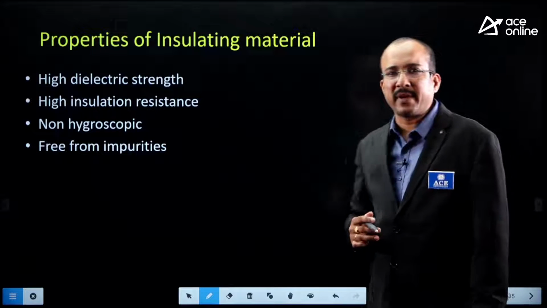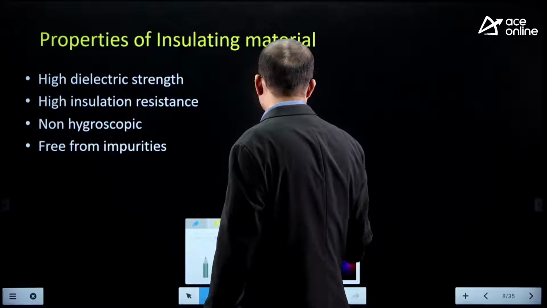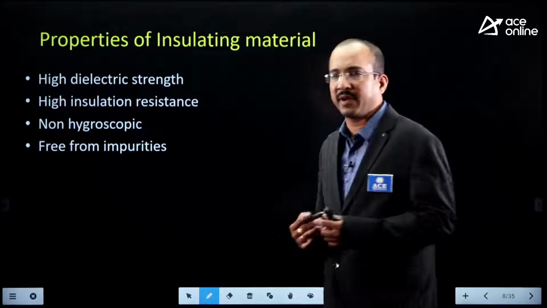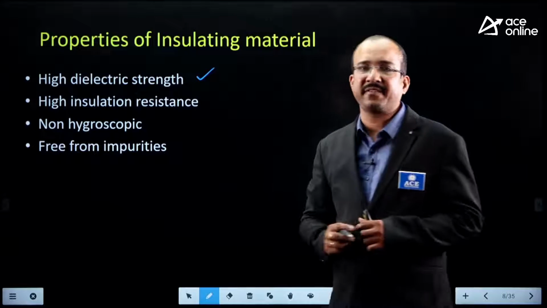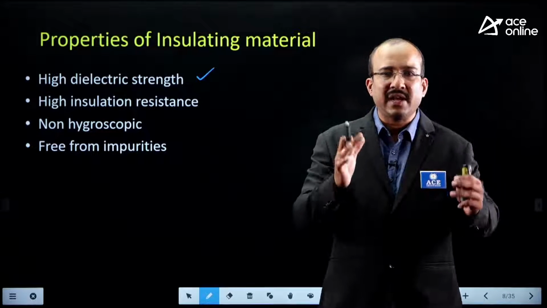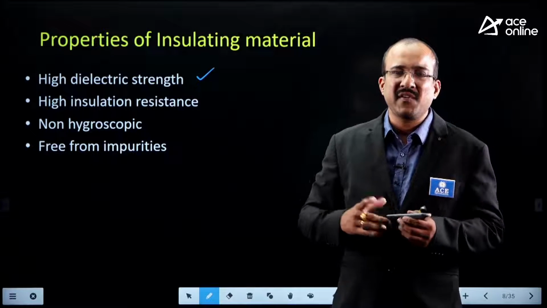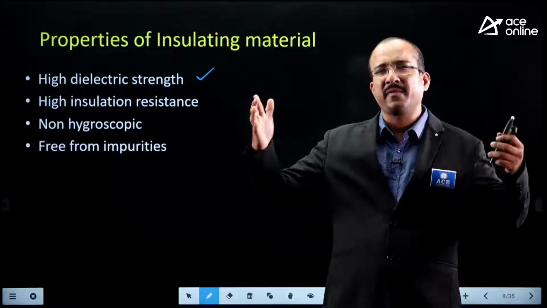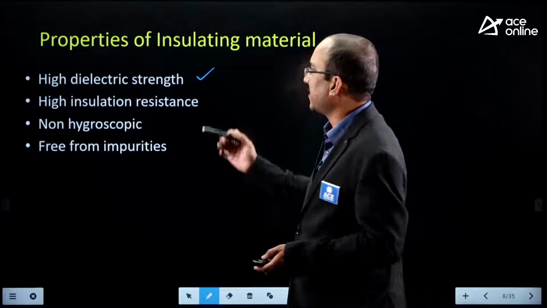So now, what are the properties of insulator we need? What are the properties of insulator that are required in case of underground cable? It should have high dielectric strength. The insulating material that is to be used should have high dielectric strength. If you are using low dielectric strength, automatically the size of the cable will grow. To avoid that we prefer to go with what?